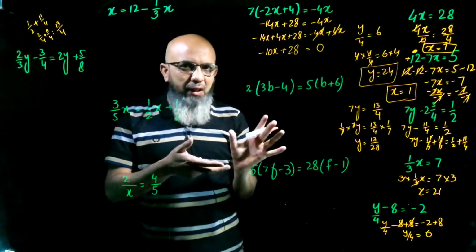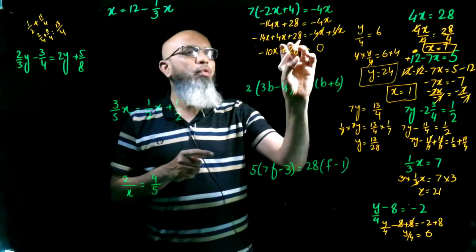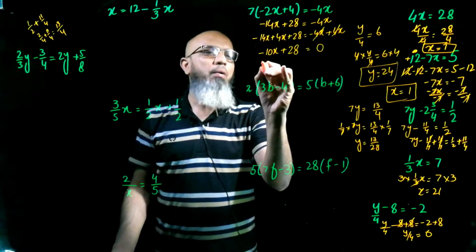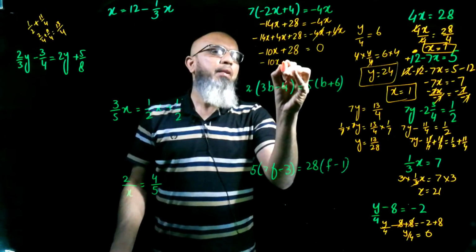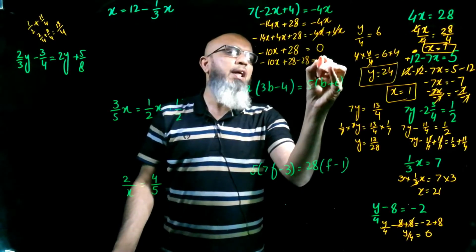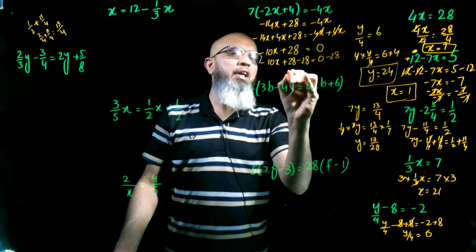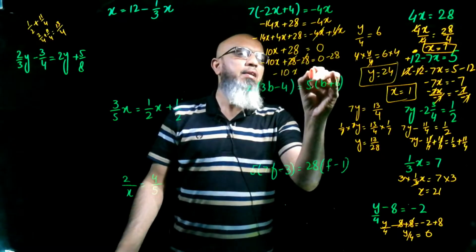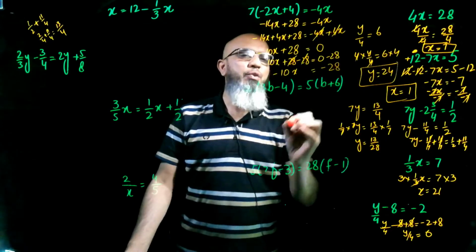So now it's a little easier. Now what do we have to do? We will move 28 to the other side of the equation. How? We will subtract 28 on both sides. 0 minus 28, we will get minus 10x. It will cancel, that is equal to minus 28.